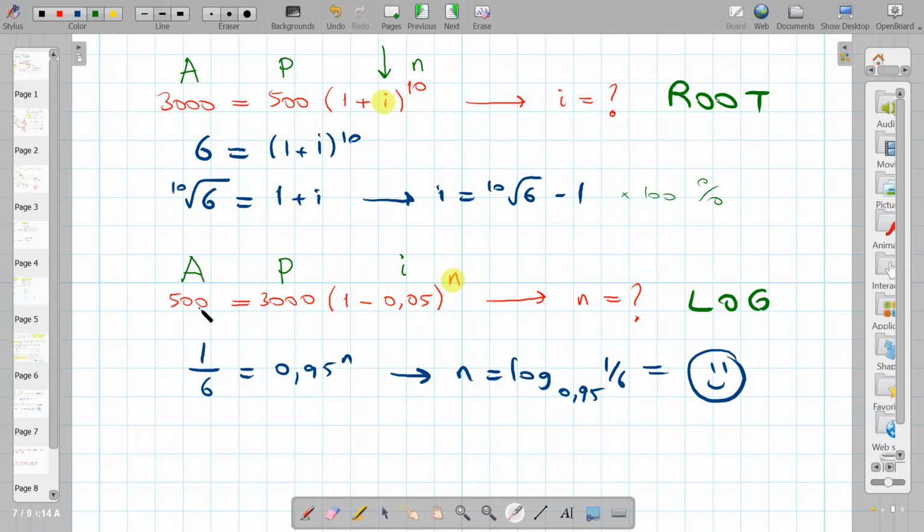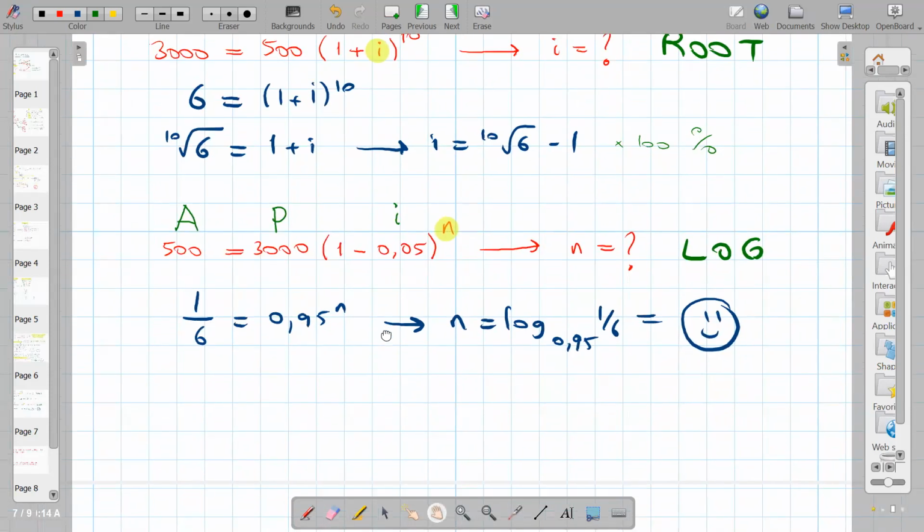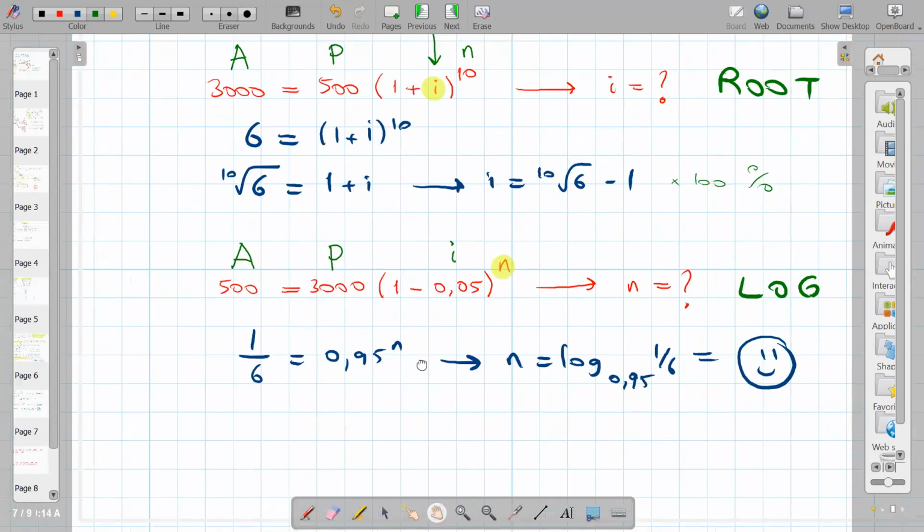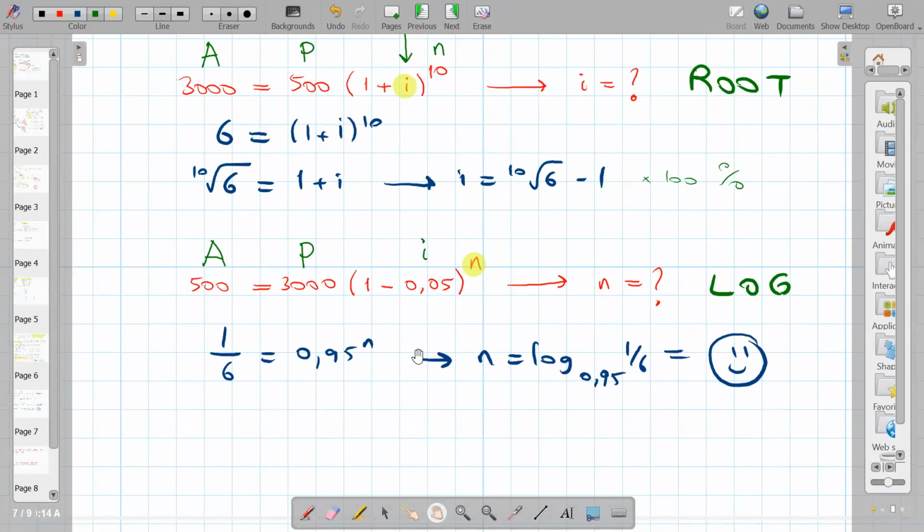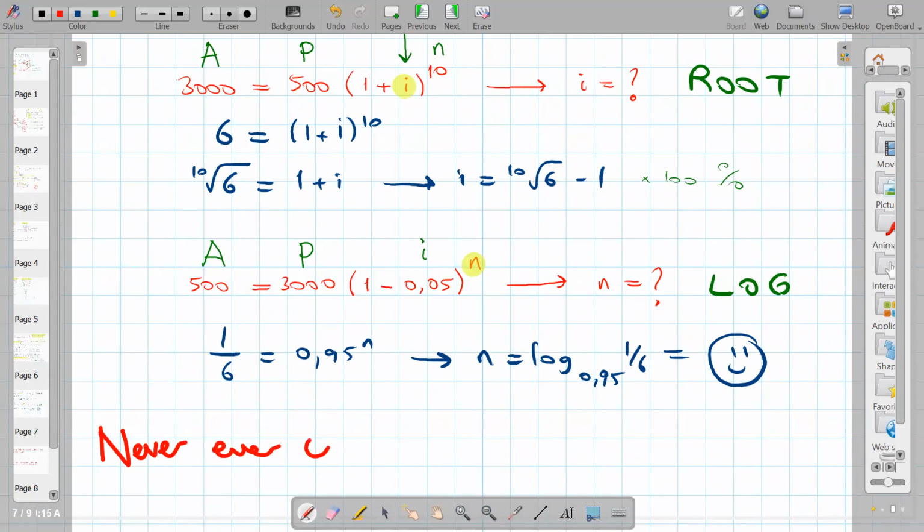Just leave N alone, or leave I alone. Same thing, divide both sides by 3,000. Never ever open brackets. Let me write it right down there, because that could be a mistake in the previous step. In the previous examples with the simple interest, you could open the brackets, but when it is compound, never. Let me write it big. Never ever open the brackets.